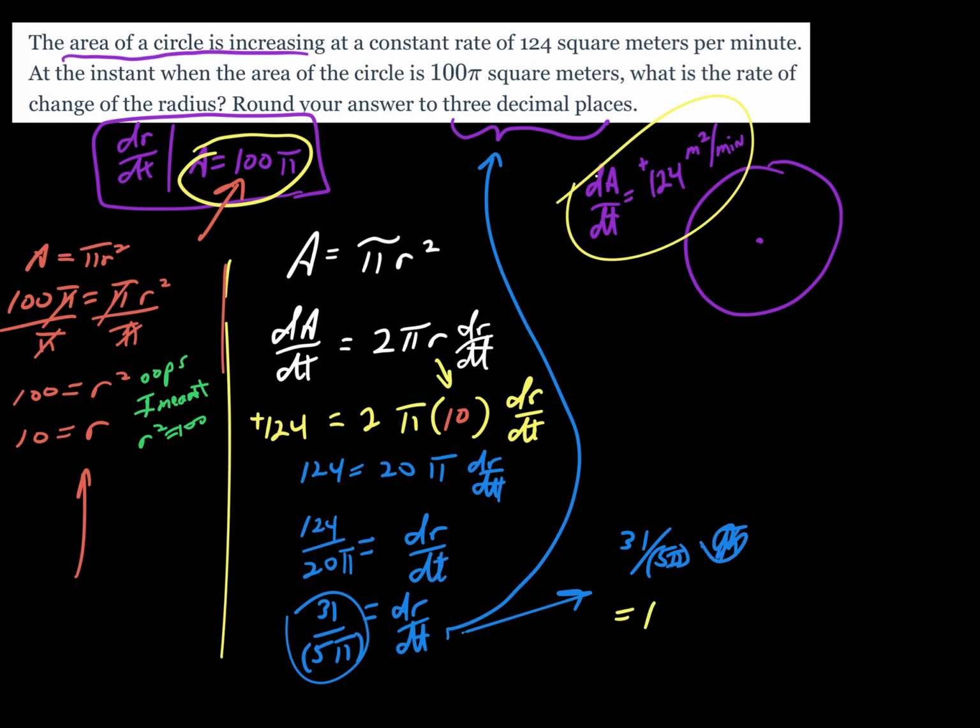And rounded to 3 decimal places, you are going to get 1.974. What are the units? Well, it's a change in a radius over the change in time. Now, if the area was given to us in square meters, that means the radius, being a linear measurement, is in meters. And the time frame, well, that's meters per minute.